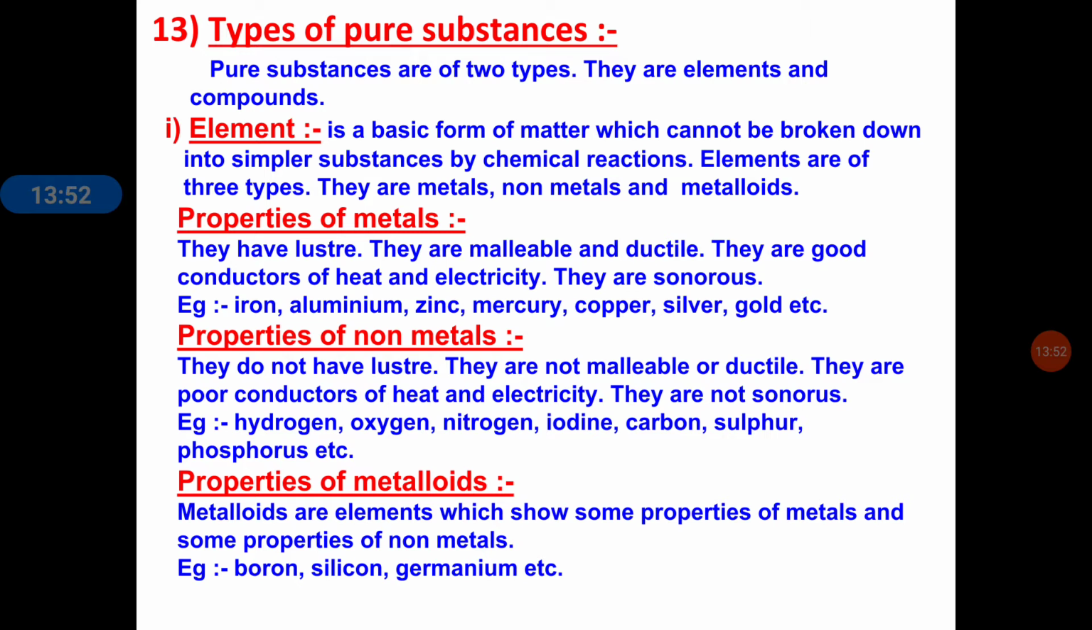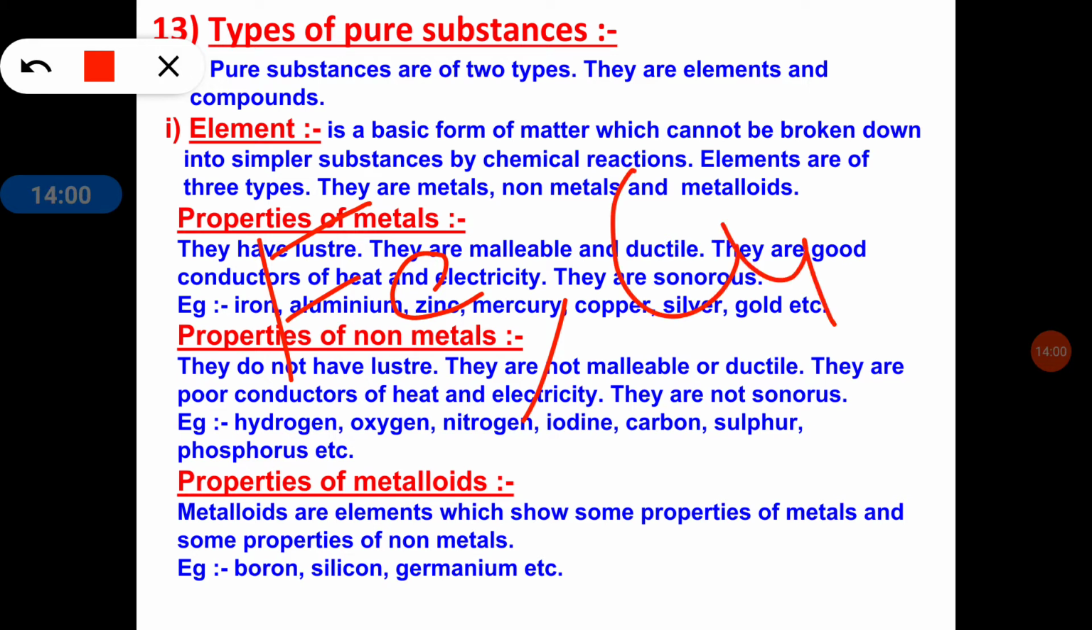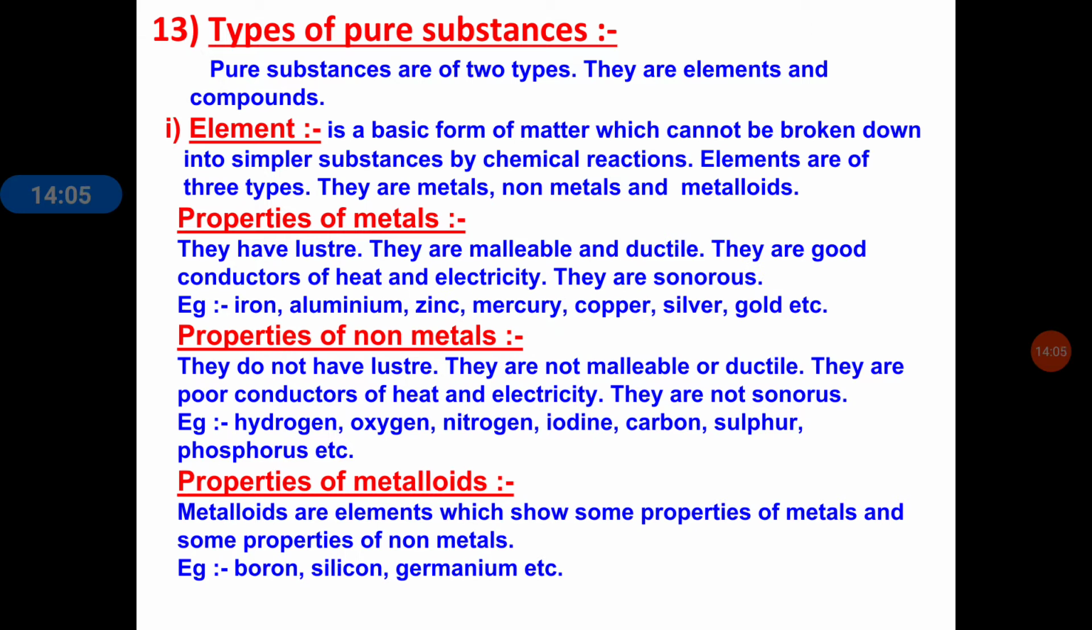Suppose we take iron. Iron's formula is Fe. Fe is not broken down, so it is an element. Then copper. Copper is not further broken down, so it is an element. Now these elements are further classified as metals, non-metals and metalloids.